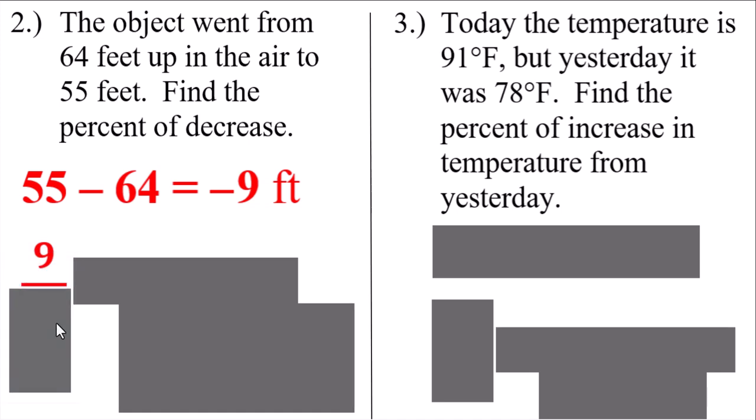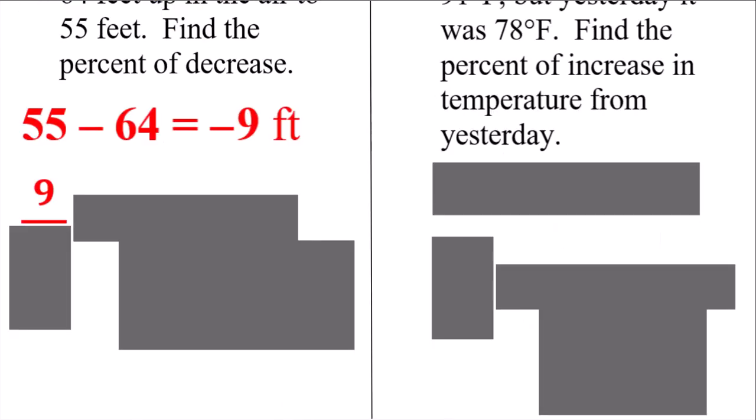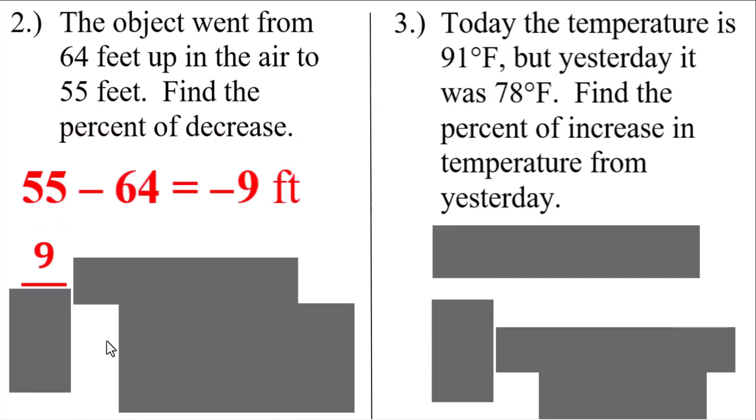The absolute value will be your numerator, the amount of change. If you're wondering why I subtracted in this order, I tend to do the newer amount minus the older amount. But again, doesn't really matter if you do it the other way. What does matter is that your denominator must be the original amount. Now, number one, it was the original price. Number two, we're not talking price here. We're talking about how high up in the air this object was.